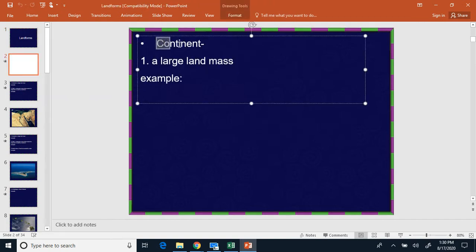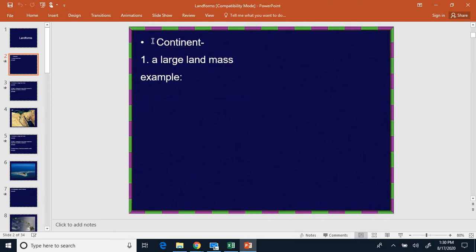Go ahead and make a bullet and write down continent. After you have the bullet continent, make a one and write down a large landmass. So a continent is a large landmass. And in the United States, we say that there are 7 continents: North America, South America, Europe, Asia, Africa, Australia, and Antarctica. I'll show you on a map where those are. So once again, it's bullet continent, and then 1, a large landmass.